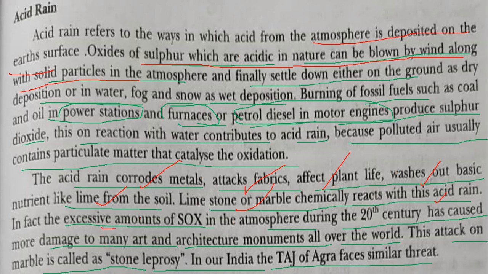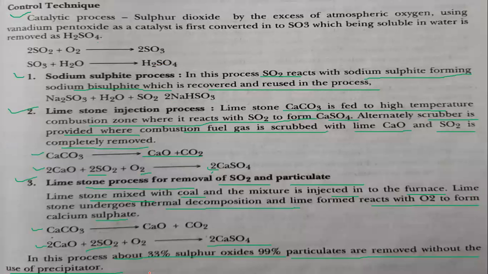Okay, in fact excessive amounts of sulfur oxides in the atmosphere during the 20th century were frequently observed during the last 2 to 3 decades. Okay, and that caused many harmful effects. So many monuments like the Taj Mahal are also affected due to this acid rain, and that is called stone leprosy. So how can these oxides which are forming with the sulfur be reduced or controlled?